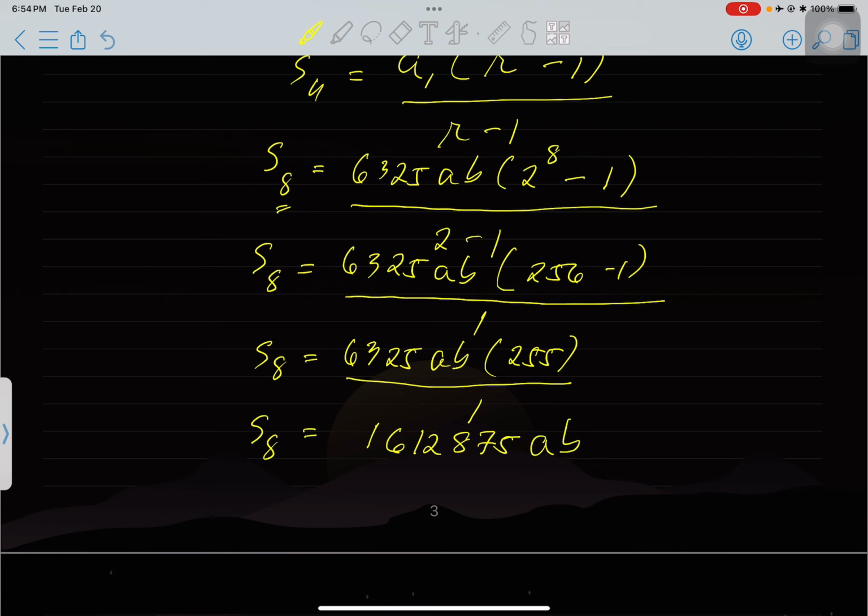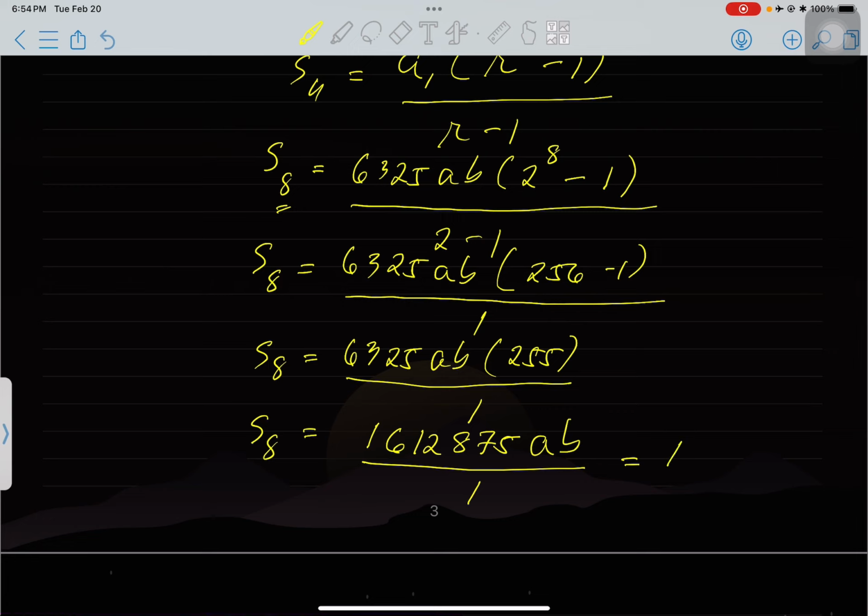AB all over 1. And remember, we have your 1 as your denominator. Therefore, the answer will be the numerator itself, because any number, when divided by 1, the number being divided will be the answer. We have now the sum of the first 8 terms of the given geometric sequence.